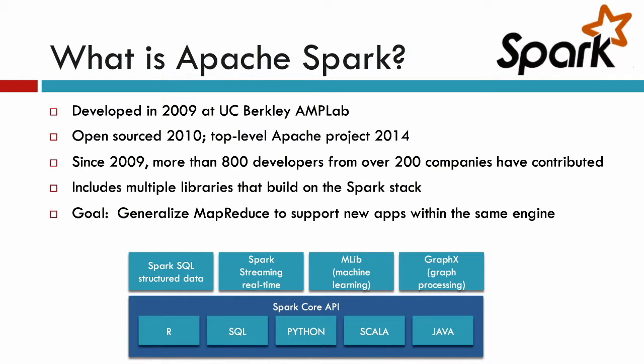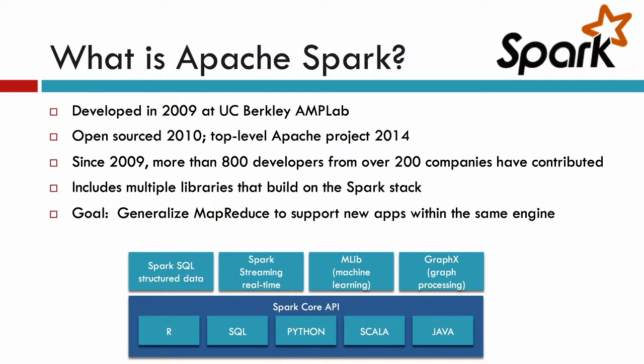So what is Apache Spark? Well, by way of background, Spark was developed about 6 years ago at the AMP Lab at UC Berkeley. The founders are the people who incorporated Databricks, which offers a cloud offering of Spark and commercial support for it. The technology for it was open sourced about a year later in 2010, and it became a top-level Apache project very recently in 2014. Since 2009, Spark has had more than 800 developers from over 200 companies contribute to this project.